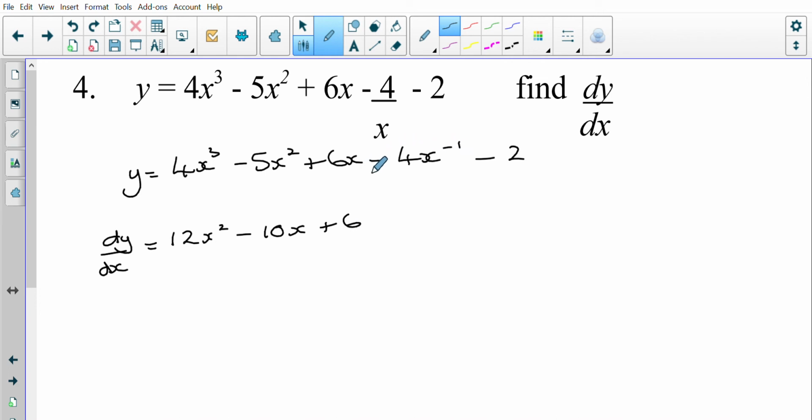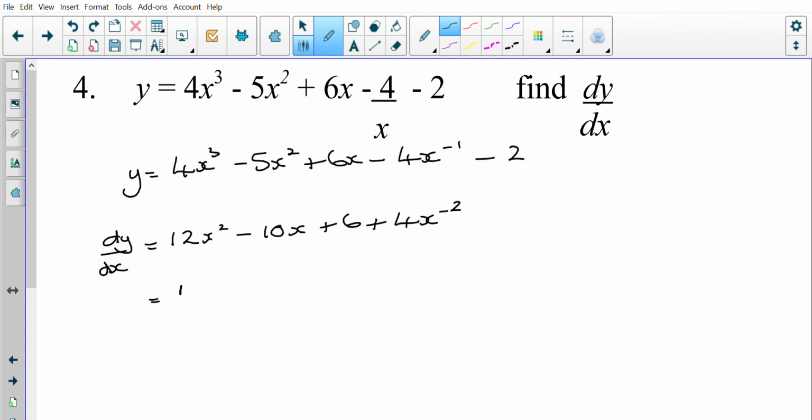Now we'll just be a little bit careful with the signs here. So I'm going to bring down the power, which is minus 1, and multiply that by this minus 4. So I'm going to get a plus 4 there. x, to that reduce or subtract 1 from the power, so that's going to give me a power of minus 2. And when I differentiate minus 2, I get 0. So that's my gradient function.